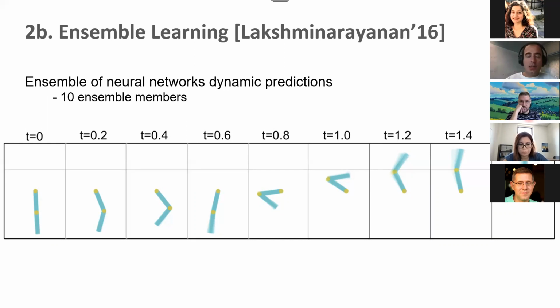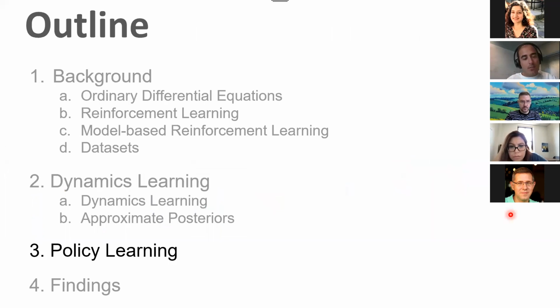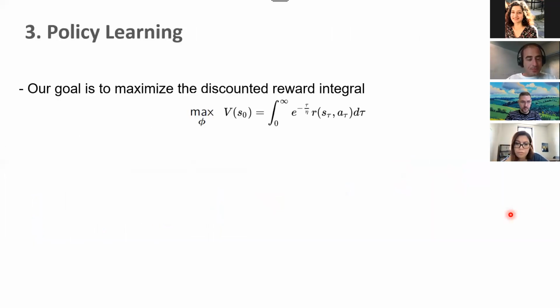So I guess if you are in the deep world, if you are doing deep modeling, deep learning, then ensembles is probably the most straightforward and, in practice, useful method to obtain uncertainty over your predictions. Yes. Now I will continue with policy learning.